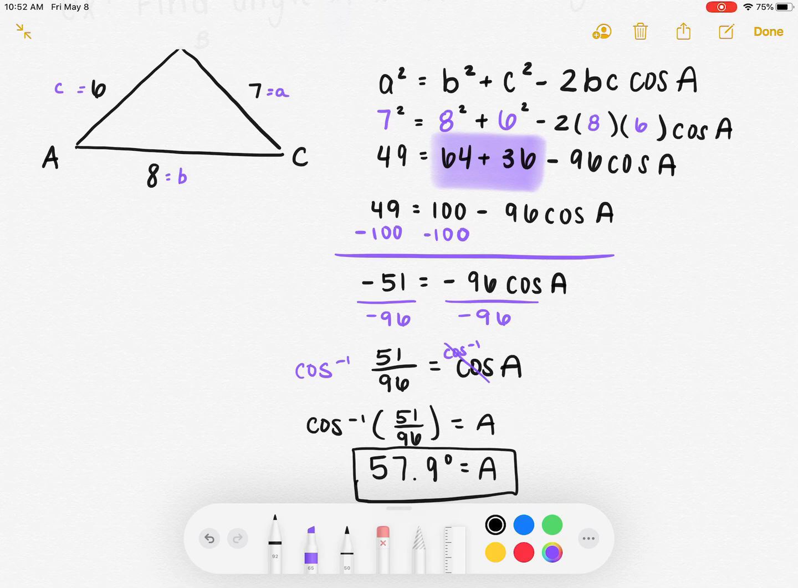I would just remember the most important thing is when you're solving this to be careful when you're combining here, that you don't accidentally add in the coefficient in front of the cosine. That's the biggest mistake I see everyone make.